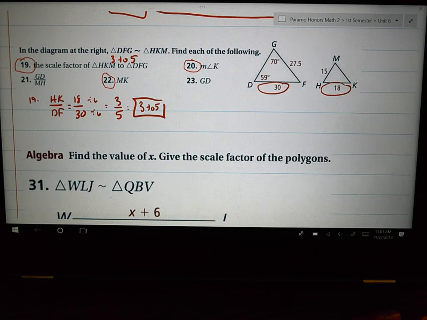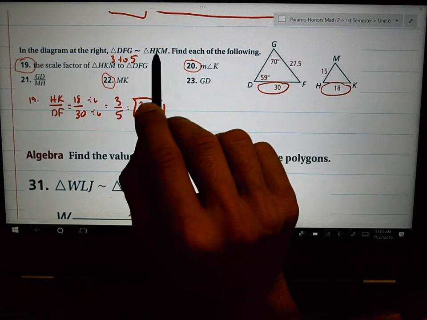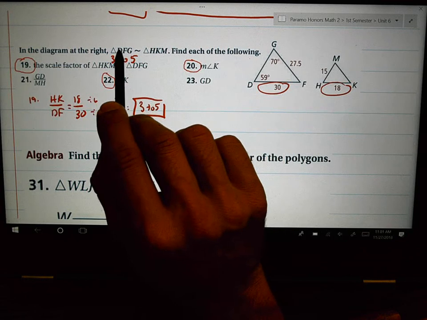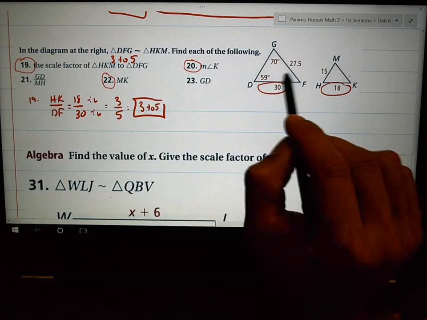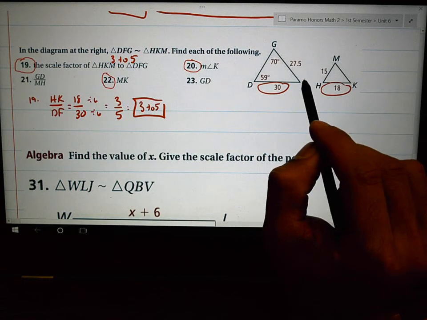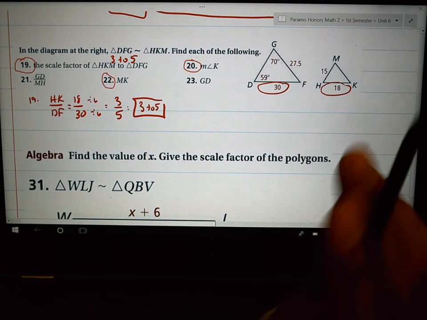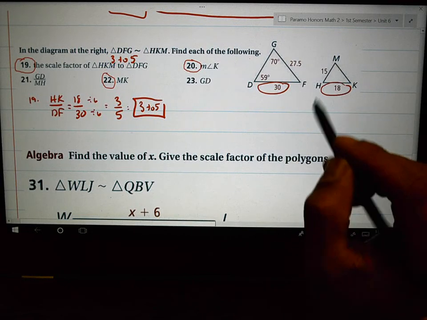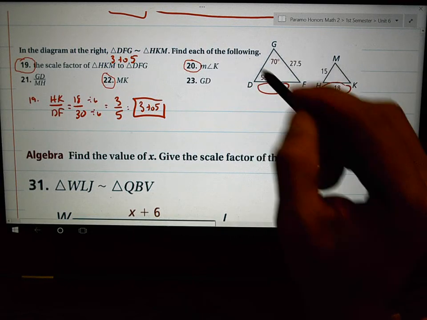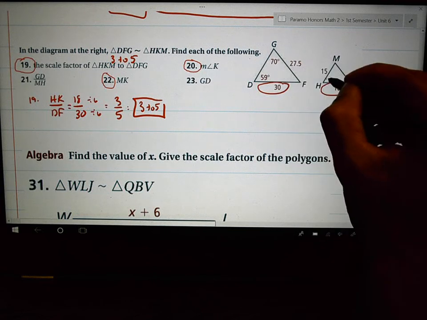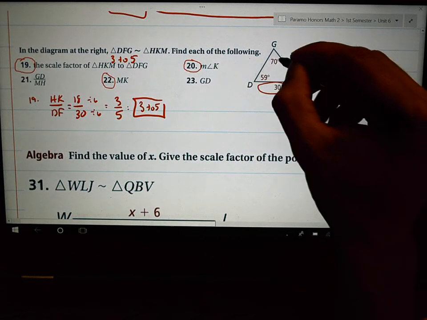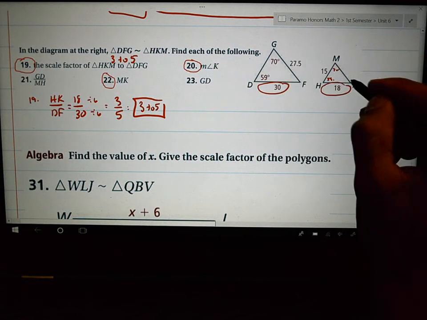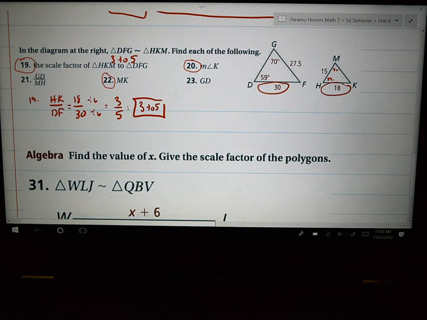Number 20. What's the measure of angle K? Well, K is going to be the exact same as angle F. These are going to be congruent to each other. When they're similar, the angles are exactly the same. So what does that tell me? That tells me that if this is 59, then this is 59. If this is 70, this is 70. So to find angle K, all I have to do is add these two up and subtract from 180.